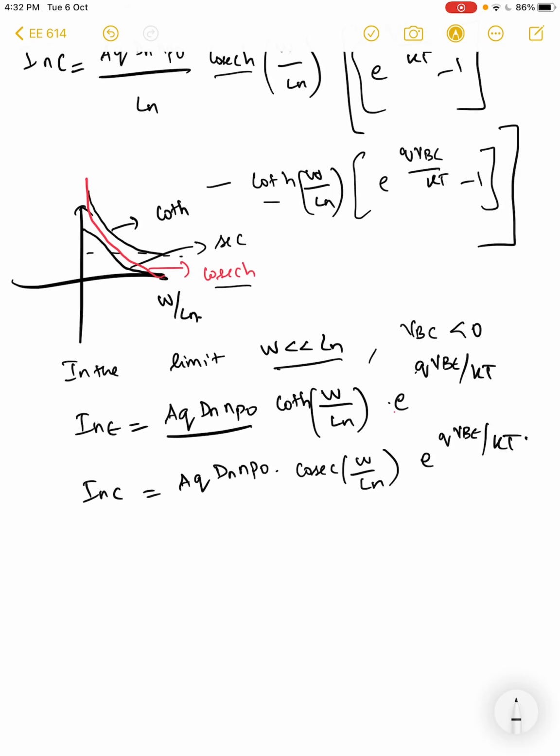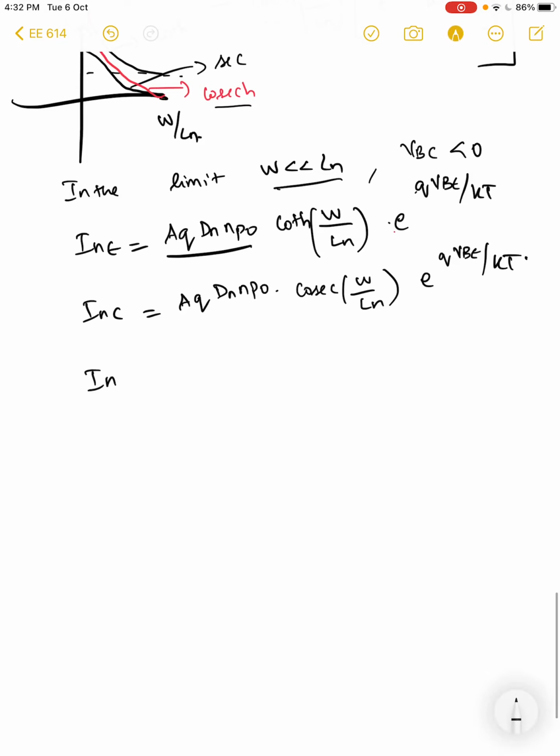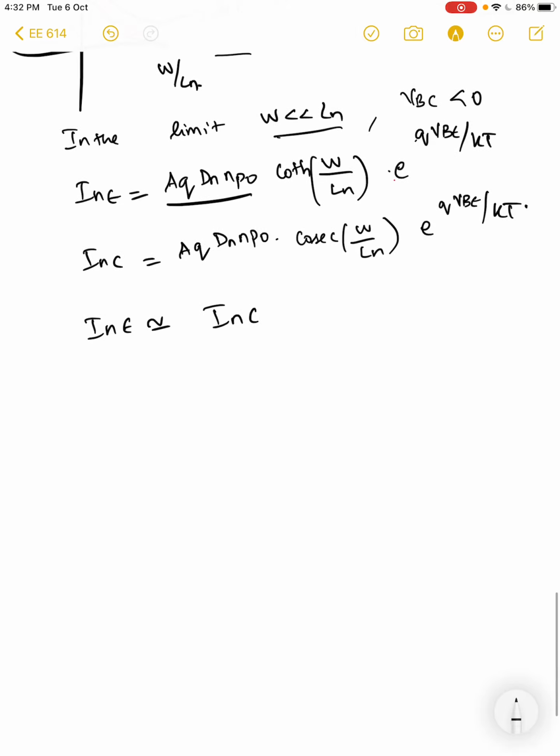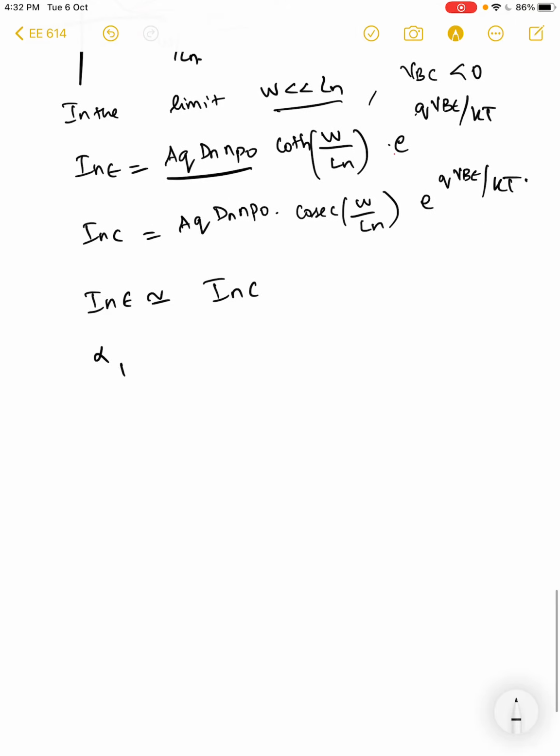You can compare the red line and the black line here. So these two lines in the limit width by length being very small, particularly in this region, you can see both of them being very close. So you have INE almost equal to INC, right? And you have the ratio which is called the base transport factor alpha T, which is equal to INC by INE, almost equal to 1. This is the ideal situation, right?